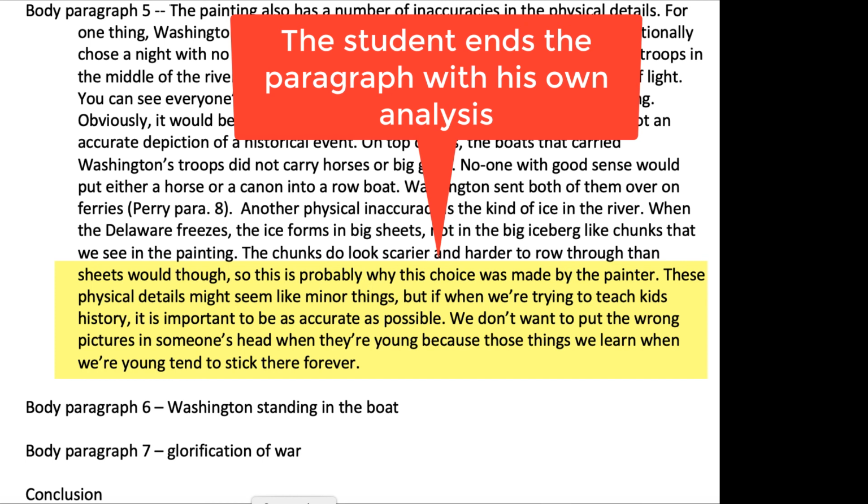what's an actual student example? I didn't say it was perfect. When we're trying to teach kids history, it is important to be as accurate as possible. We don't want to put the wrong pictures in someone's head when they're young, because those things we learn when we're young tend to stick there forever.